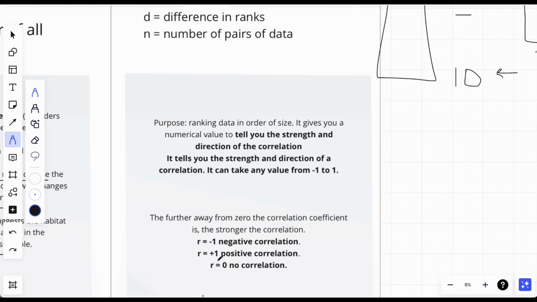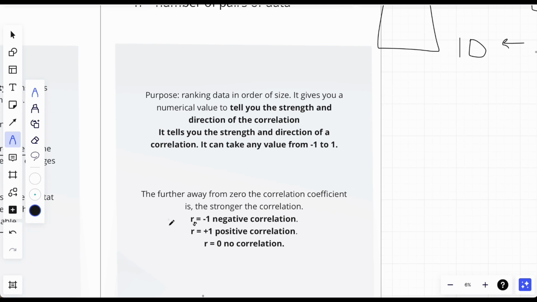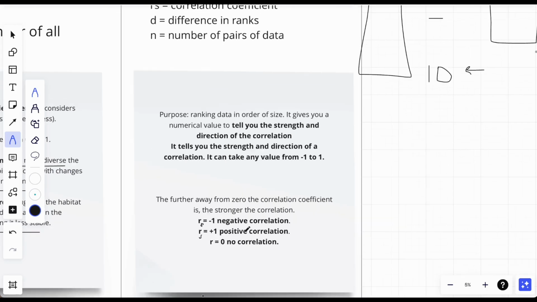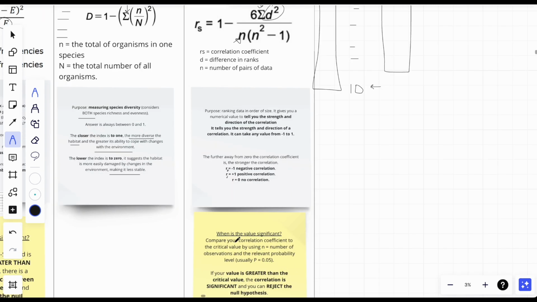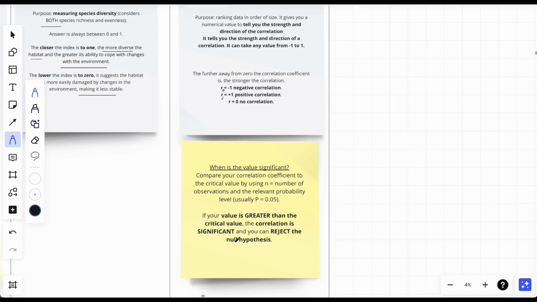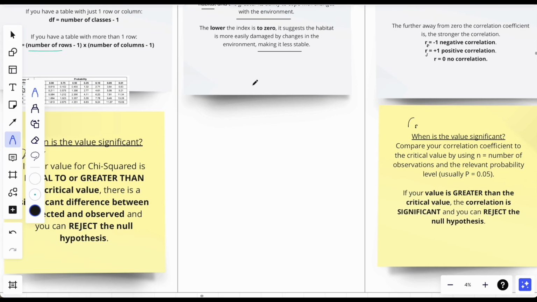So if your R value or RS value is -1, that would indicate a strong negative correlation. If it is +1, then it's a strong positive correlation. And if your value is close to 0, then there is no correlation at all. And lastly, when is your value significant? You need to compare the value that you got, the RS correlation coefficient, to the critical values from the table, right? One of these tables over here.